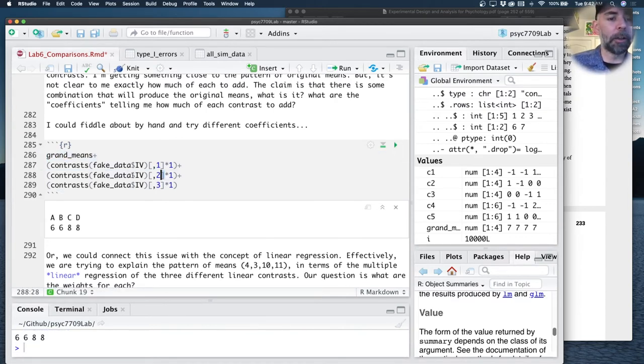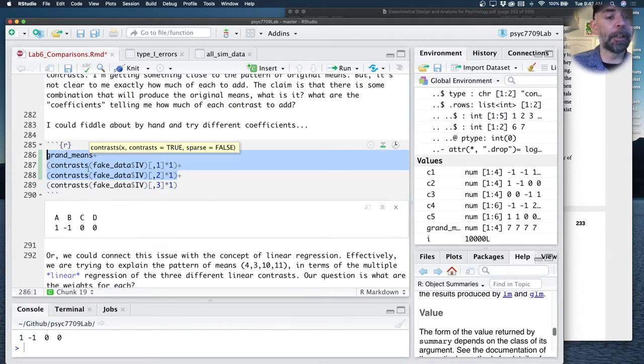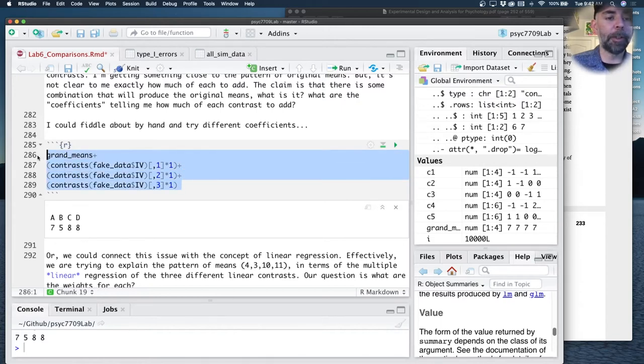Now remember the second contrast, it looks like this. So this is going to add 1 to A and negative 1 to B. So let's add one of the first contrast and one of the second. So now A and B are both smaller than C and D, and A is larger than B because we added up all these things together. Here's what happens if we add all three contrasts, one of each. So we get 7.5 and 7.9.